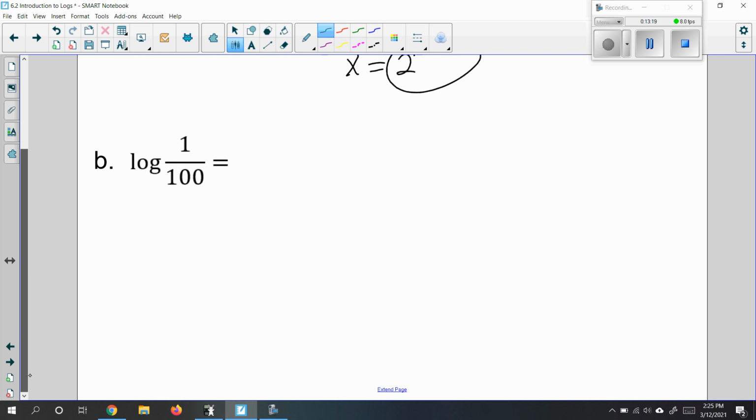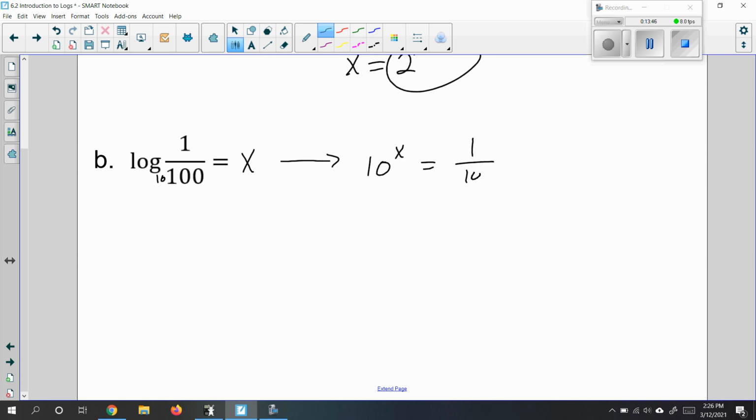Well, let's look at this one. I don't see a base here, do you? This is a common log, so the base is 10. Log base 10 of 1 over 100 is equal to some number. Let's say that that number is x. To evaluate this, I'm going to switch it into exponential form. 10 to the power of x is equal to 1 over 100. Well, what is that then? 10 to what power is 1 over 100?